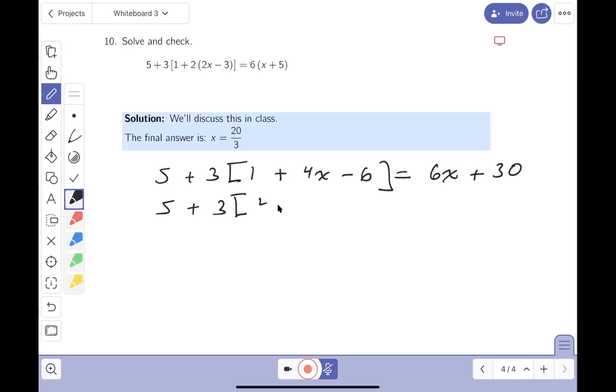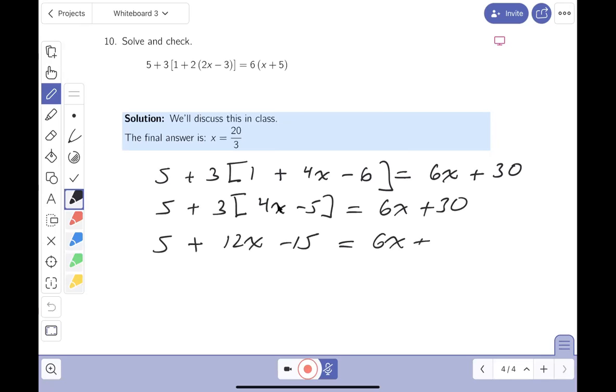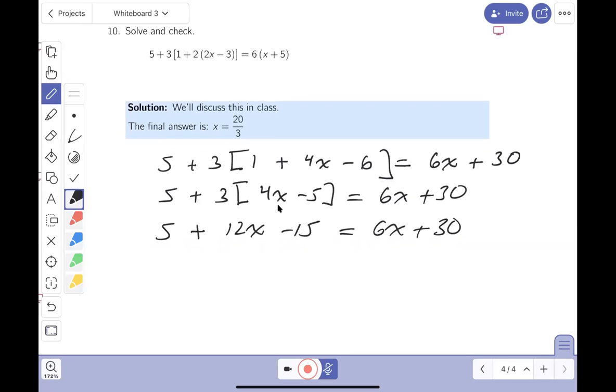Now, I'm going to say 4x, and 1 minus 6 is minus 5. All right, let's keep going. Now I'm going to use the distributive property of multiplication to remove the grouping symbol. That's 12x minus 15. Yeah, this is a lot of work.